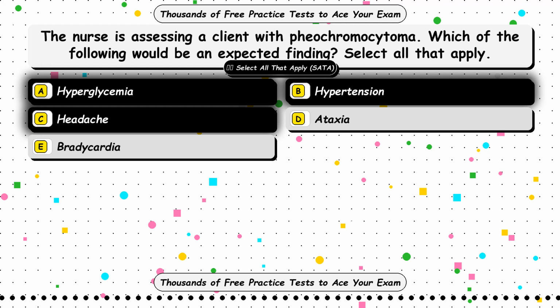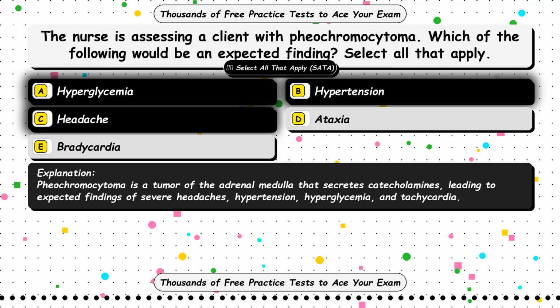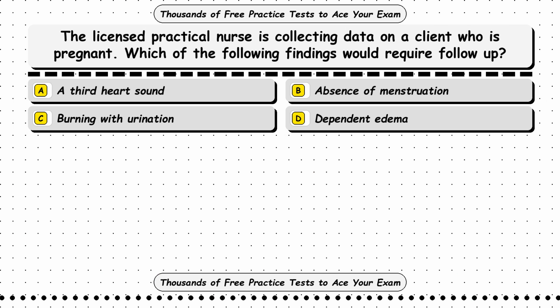The correct answers are options A and B and C, hyperglycemia, hypertension, headache. Pheochromocytoma is a tumor of the adrenal medulla that secretes catecholamines, leading to expected findings of severe headaches, hypertension, hyperglycemia, and tachycardia. Question 3. The licensed practical nurse is collecting data on a client who is pregnant.